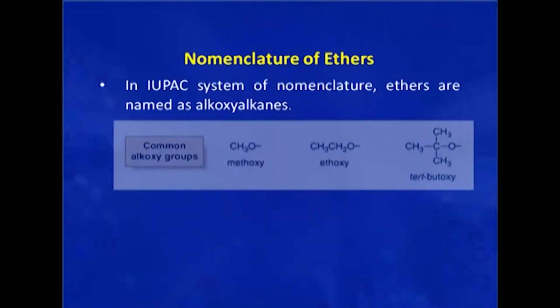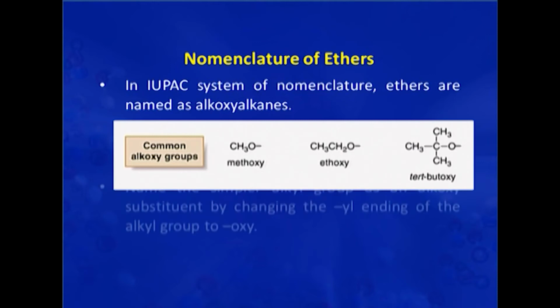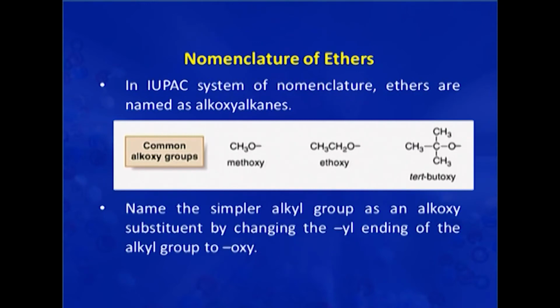Say, for example, we have a methyl substituent and we want to convert it into an alkoxy group. What we will do is simply replace YL from the alkyl group and add OXY to that, and that is why CH3O is named as methoxy: methyl, removing YL and adding OXY.